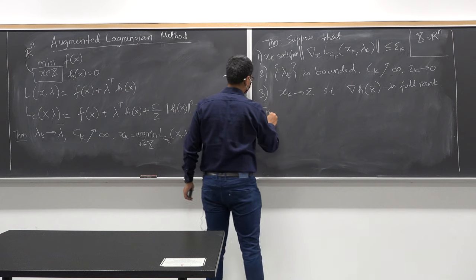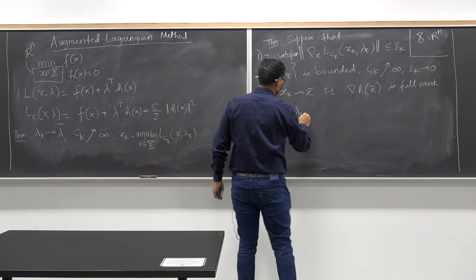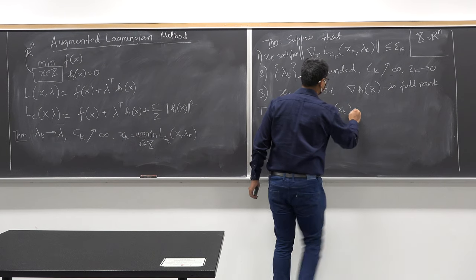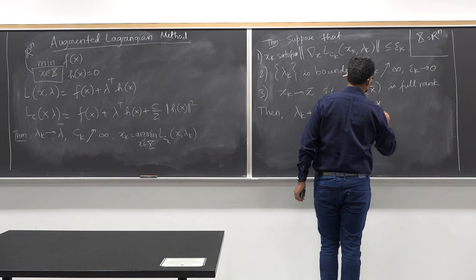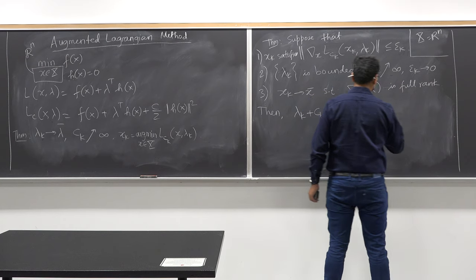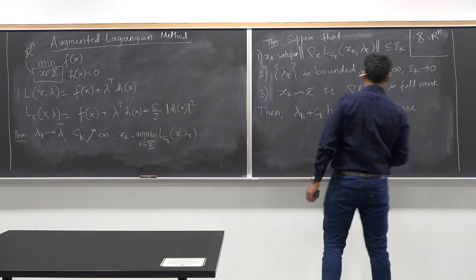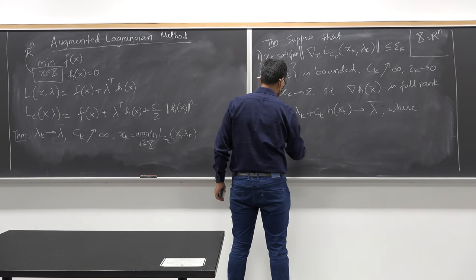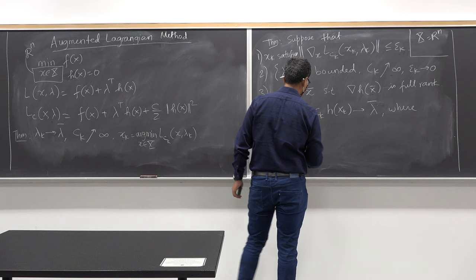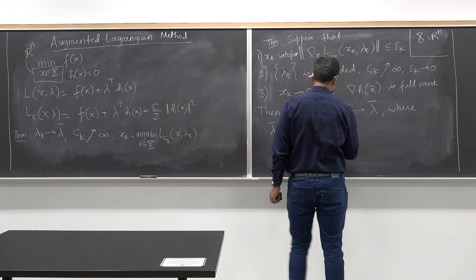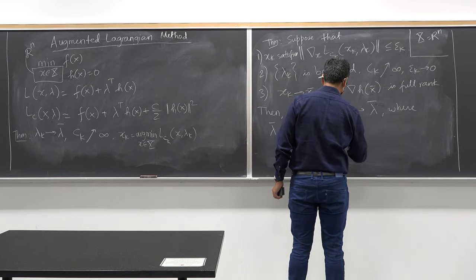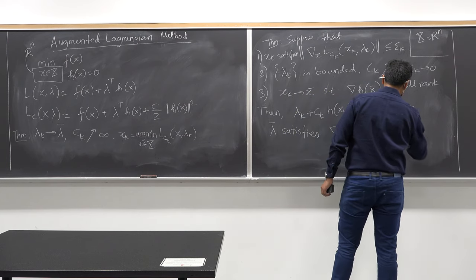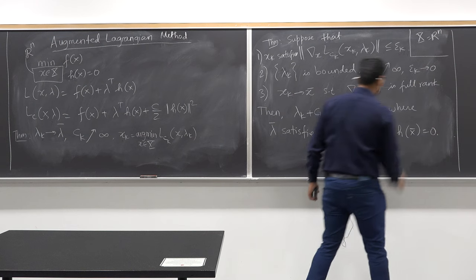Then lambda k plus ck h(xk) converges to lambda star, or lambda bar, where lambda bar satisfies the gradient with respect to x of L(x bar, lambda bar) equals zero, and h of x bar equals zero.